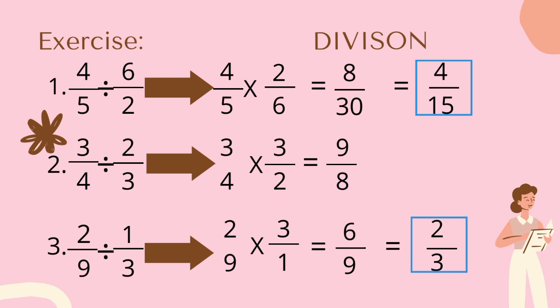That's correct. So, number 2 naman is ganun ulit. 3 over 4 divided by 2 over 3. So, pagbabaliktad natin yung 2 over 3. So, 3 over 4 times 3 over 2. So, the answer is 9 over 8. That's correct. So, number 3 naman is, ganun lang din, pinagbaliktad lang din natin yung 1 over 3. So, naging ano natin, 2 over 9 times 3 over 1. So, equal 6 over 9. So, syempre, sinimplify natin, nakuha natin is 2 thirds.